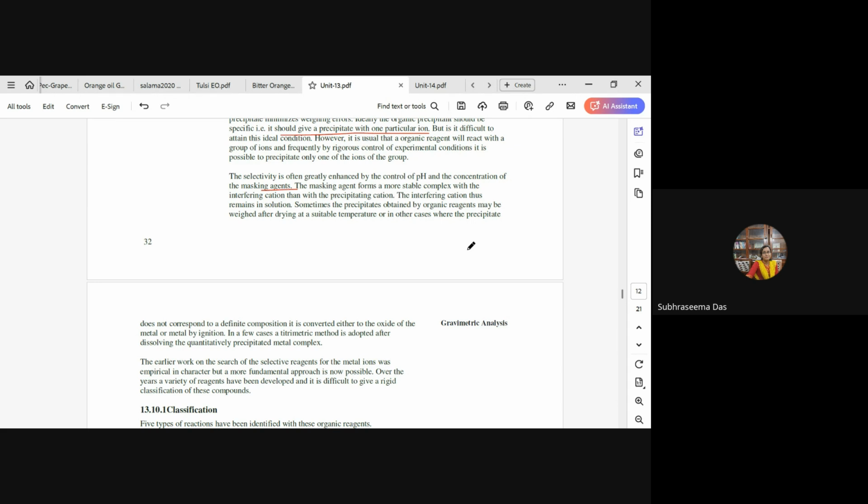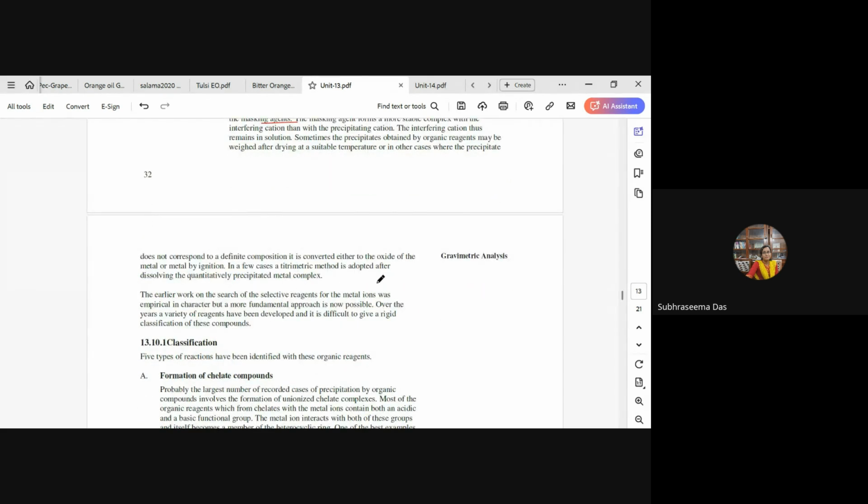Sometimes the precipitates that are obtained by organic reagents may be weighed after drying at a suitable temperature. However, in certain cases, a titrimetric method is adopted after dissolving the quantitatively precipitated metal complex.